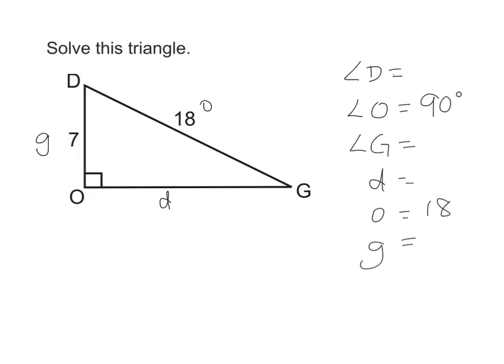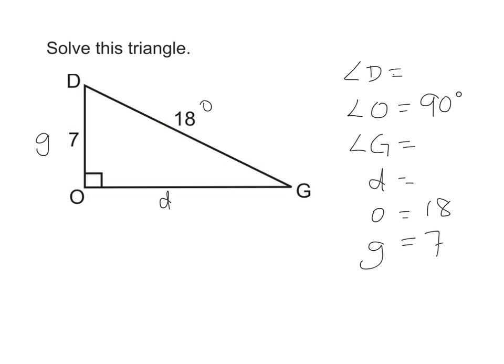So which other side do we know? The G, right? It's 7. So then the things that we have to find are angle D, angle G, and side D. We need to look at that and come up with a strategy for finding any one of those things, whichever one you want to start with. I'm first going to find side D.